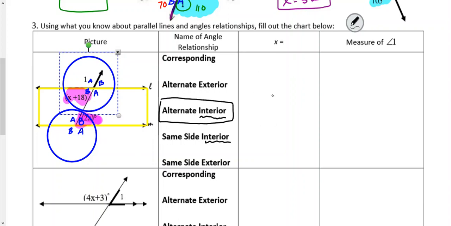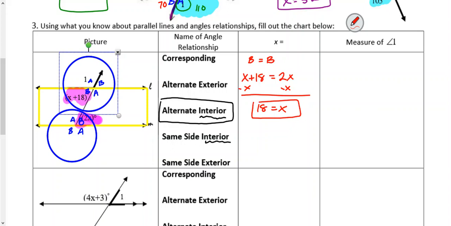The next column is asking us to solve for x. So the highlighted angles, they are both B's. So I can say B equals B. So x plus 18 is equal to 2x. Subtract my x, and I get x to equal 18.